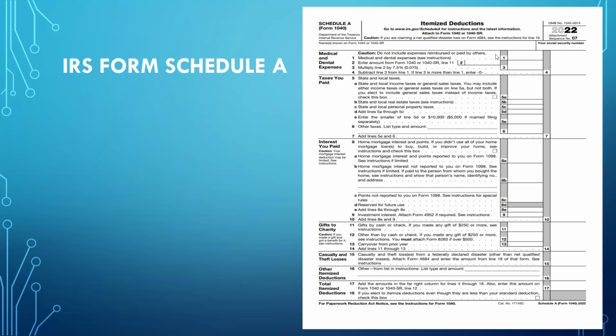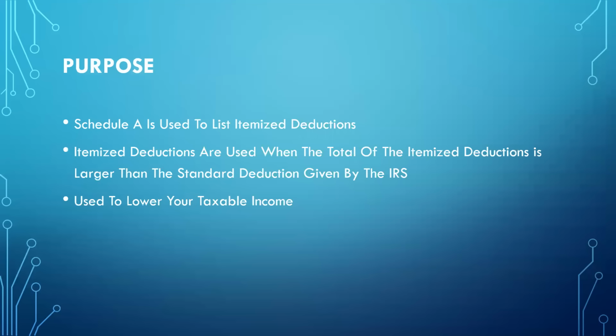Okay, basically what you see right here is the itemized deduction list. That be your IRS Form Schedule A for the 1040. These are the different sections: medical and dental expenses, taxes you paid, interest you paid, gifts to charity, casualty and theft losses, other itemized deductions, and your total itemized deductions right here on line 17, okay? And basically, the purpose of this form is to list itemized deductions. Those itemized deductions are used when the total of the itemized deductions is larger than the standard deduction given by the IRS, and then it's used to lower your taxable income.